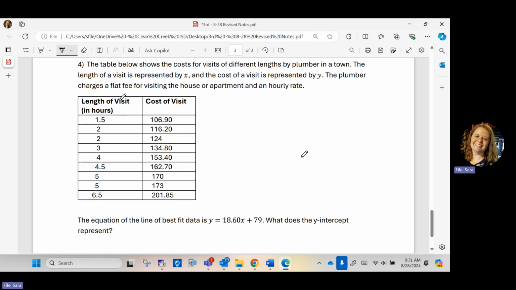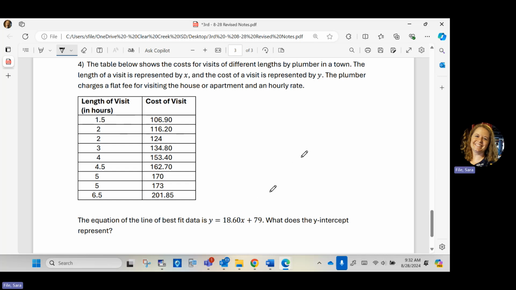It says this is the cost of the visit of a plumber. This is the length of the visit versus the cost of the visit. It says that the plumber charges a flat fee for visiting the house or apartment and an hourly rate. So there's a flat fee for him just showing up, and then it depends on his hourly rate, how long it takes him. So they've already come up with the equation. We don't have to enter this in Desmos. It's already done. So if the hours is X, the total price is Y.